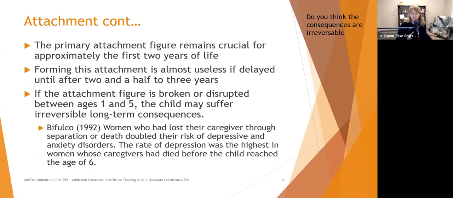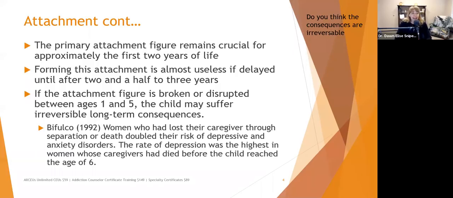The first 2 years of life, little Tommy is really dependent on that, usually on that one caregiver or one or two caregivers. Forming this attachment is almost useless, emphasis on almost, if delayed until after 2.5 to 3 years. So if you have a child that bounces around in foster care for the first 2 or 3 years of their life, they're probably going to struggle with a lot of emotional and behavioral issues because this attachment is just never established.